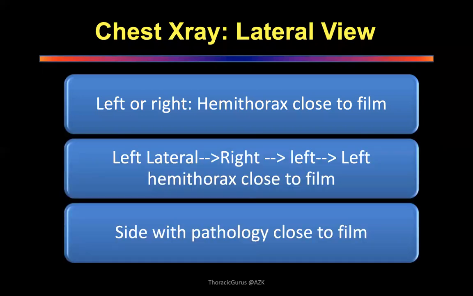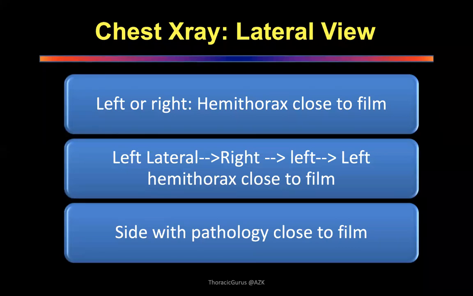And it is important to understand that the side of the pathology should be kept closest to the film. So if you're looking for a tumor in the right middle lobe, then do a right lateral film. A left lateral film is no good. If the pathology is close to the right side, it will give you a better, sharper image on a lateral film. Hence, it is very important to keep the side with the pathology close to the film.